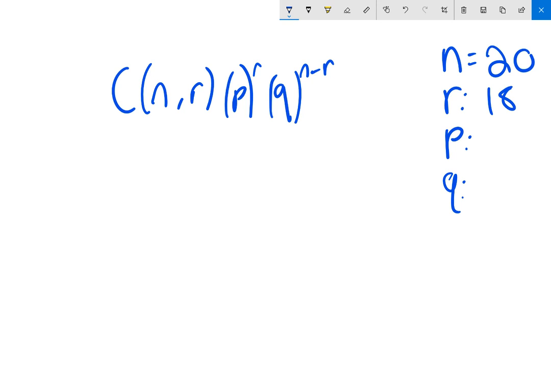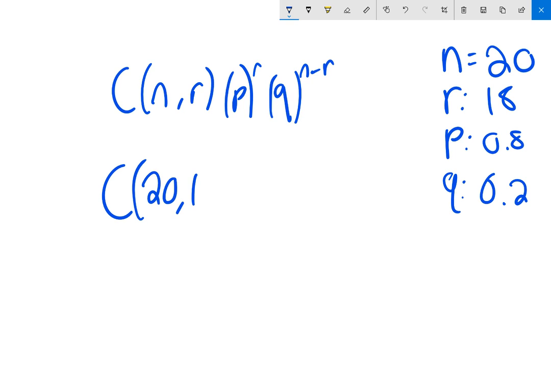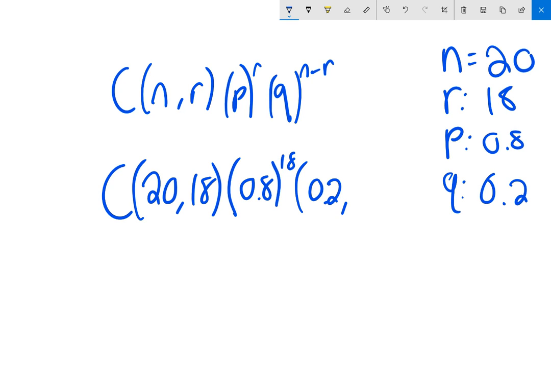Now, the probability that we make it to class is 0.8, which means the probability we don't make it to class is 0.2. So let's plug it all in. n is 20. r is 18. We're going to have p, which is 0.8 to the 18th power, and q, which is 0.2 to the second power. Because that means we're making it to class 18 times and failing to make it to class 2 times. If you're wondering where that 2 comes from, if I make the class 18 times, it means I'm not making it to class 2 times. But you can also just think n minus r, which is 20 minus 18, so it's 2.